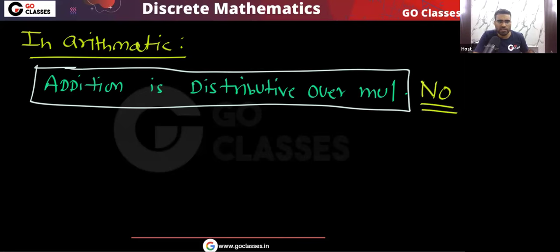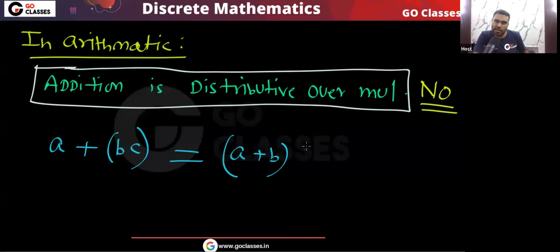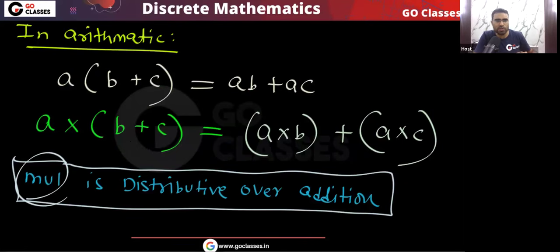Why? You can easily see. In your school life, you have seen this. If you have A plus BC, can I do (A plus B)(A plus C)? Can I do this? No, I cannot do it. So a very simple point: addition is not distributive over multiplication, but multiplication is distributive over addition. So this is the distributive property. I hope you understood. These are examples from your school life.